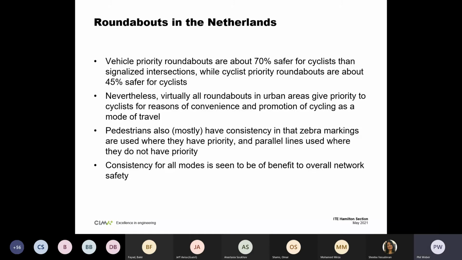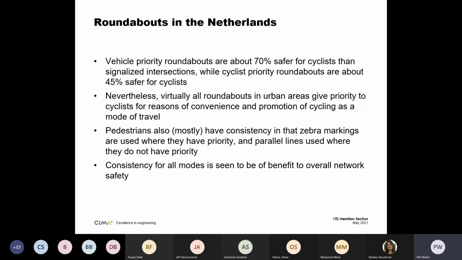Now, the difference in actual cyclist crashes between vehicle and cyclist priority roundabouts is really not all that great. And both designs are still much safer for cyclists than signalized intersections. So despite some of the numbers I gave earlier about roundabouts not being safe for cyclists, in the Netherlands they are, at least when all these features are applied. And of course, they're grade separating cycle tracks at multi-lane roundabouts, so that's certainly going to be safe. So with that kind of data, that's what they're doing.